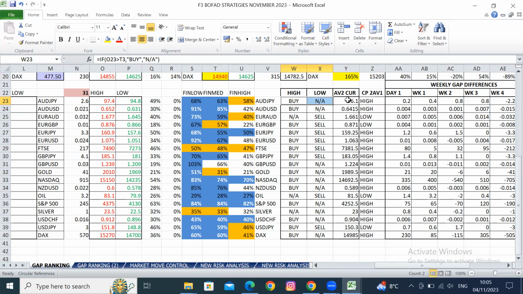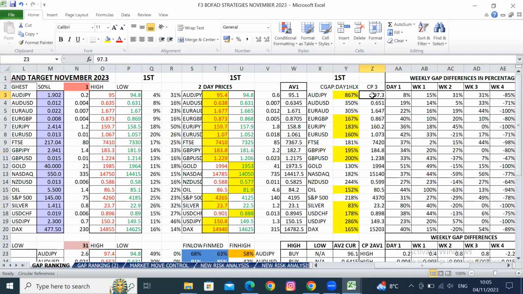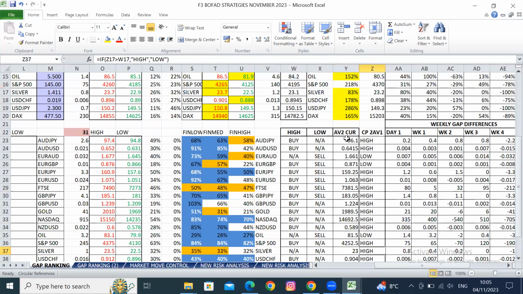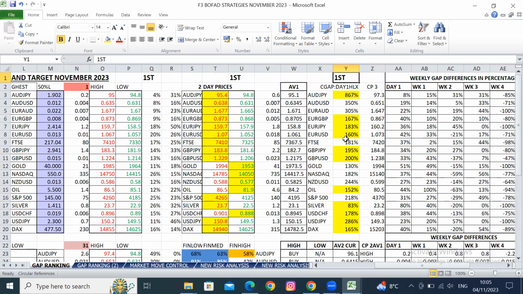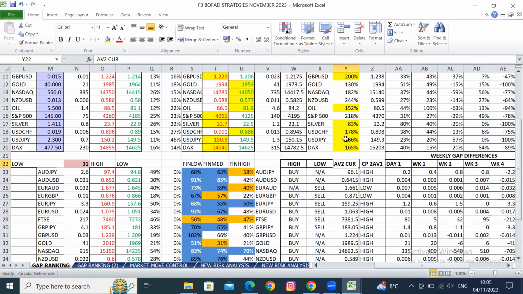So this is going to be our control point, and this control point is also being measured. Currently, as you can see here, the current price for AUD JPY is 97.3. However, if the market should fall below 96.1, which is our average price, then we start selling downwards from this point on.